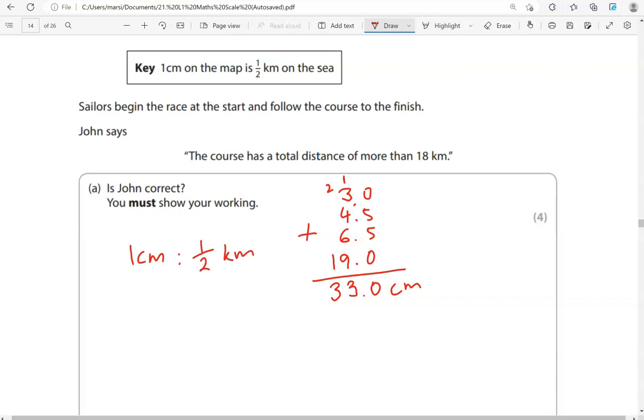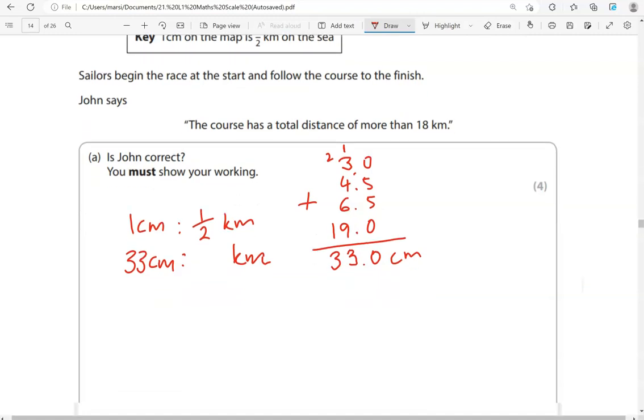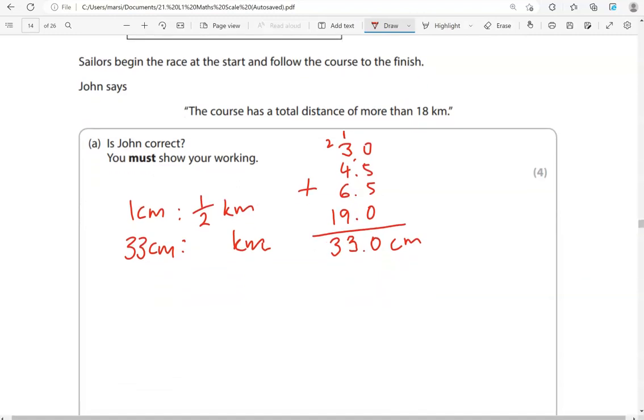What about 33 centimeters? How many kilometers will that be on the sea? Well, if you look at the scale, it says 1 centimeter to half a kilometer. So the number of kilometers is half the number of centimeters. So all we need to do is halve the 33. So 33 divided by 2.